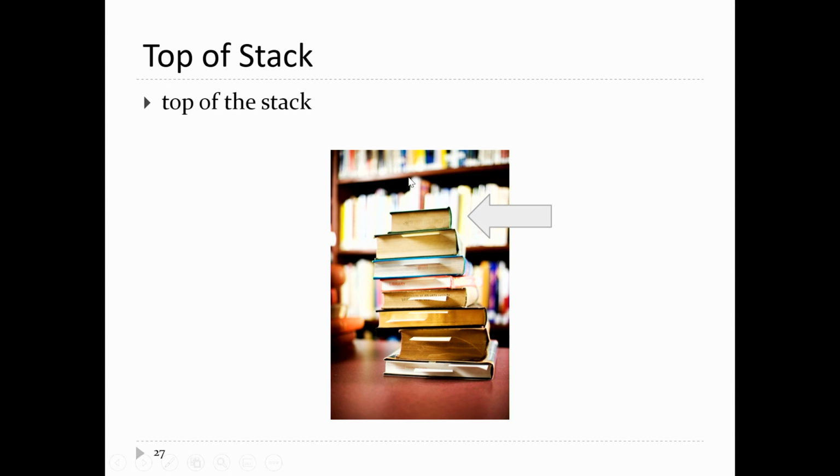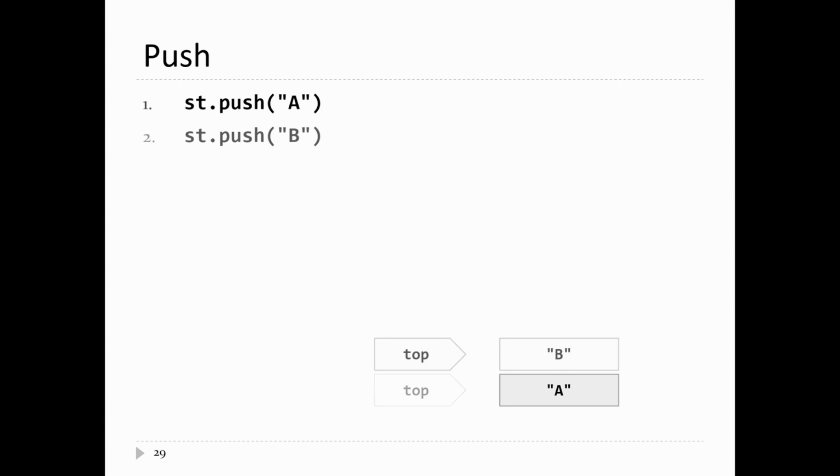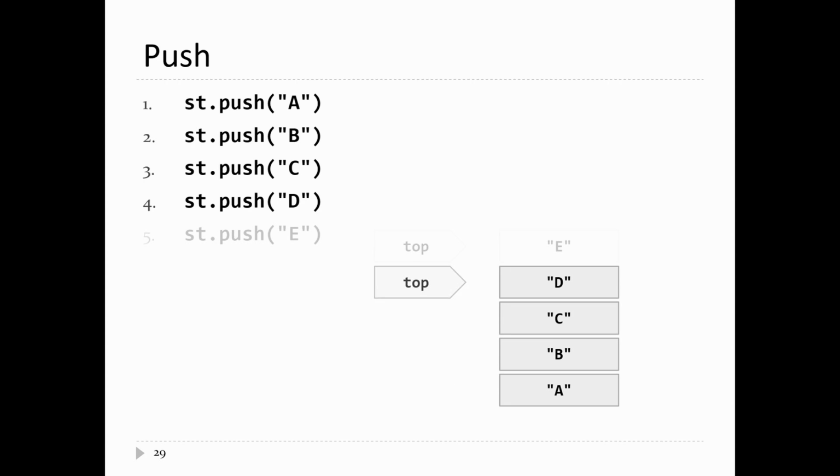So I can add elements to the top of the stack. I can remove elements from the top of the stack, but I'm not supposed to be able to remove elements from the middle of the stack. Classically, there are two operations, push and pop. When you push an element onto the stack, you're adding an element to the top of the stack. So if I push a string A onto the top of the stack, you get a stack of size 1, size 2, size 3, and so on.